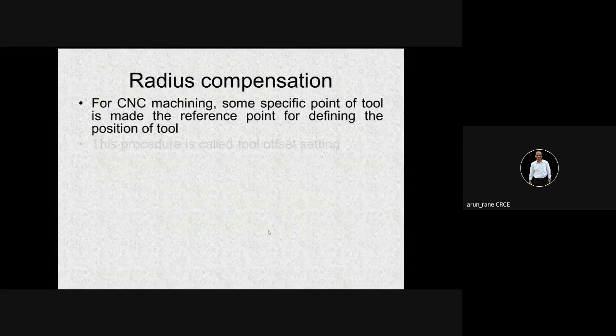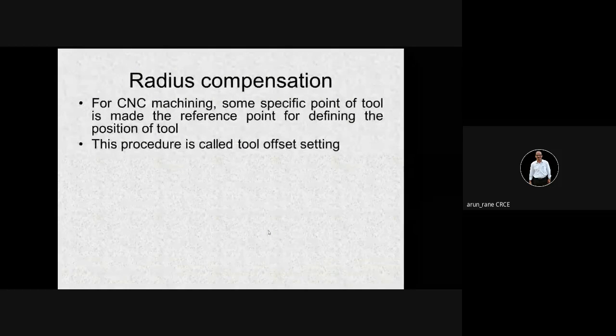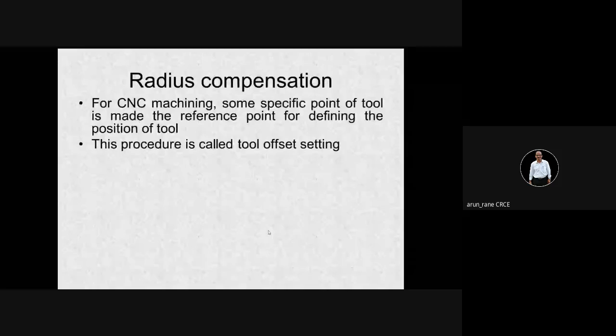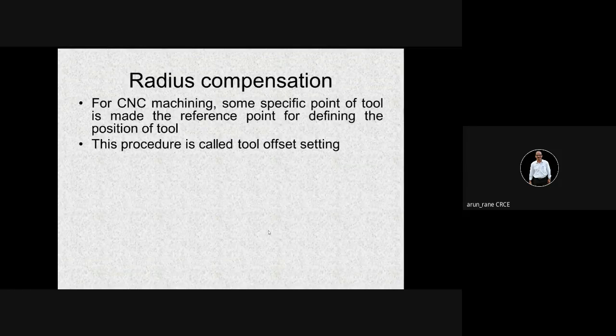Now this radius compensation is very important, as we will do in detail. This is generally asked for 5 marks: explain the radius compensation. It is also called tool diameter compensation. Remember, whatever programming we are talking about is with respect to the center line of the tool, or the center line of the spindle. That means it assumes that the tool has zero diameter, a very sharp tool.